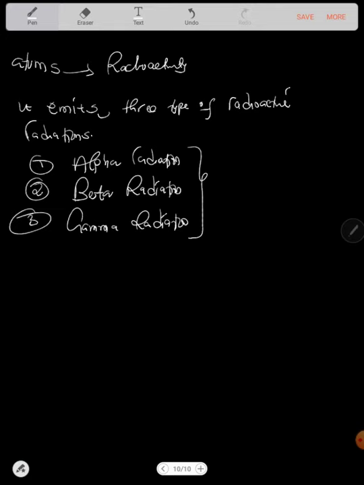Now, approximate mass. The mass of an alpha particle is 4, as you have seen there, while the mass of an electron has been given to be 1 over 1,800, while the mass of the gamma is actually 0.